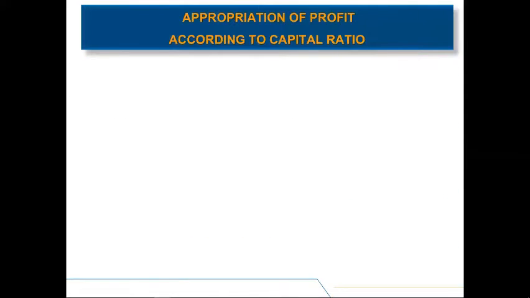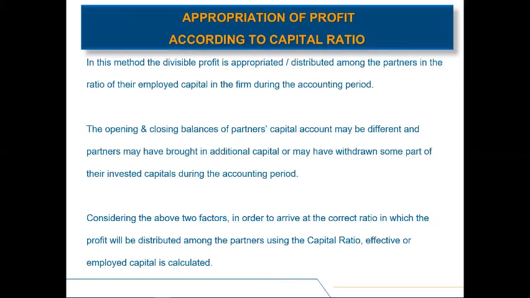Let's move on. Appropriation of profit according to capital ratio. In this method, the divisible profit is appropriated or distributed among the partners in the ratio of their employed capital in the firm during the accounting period.